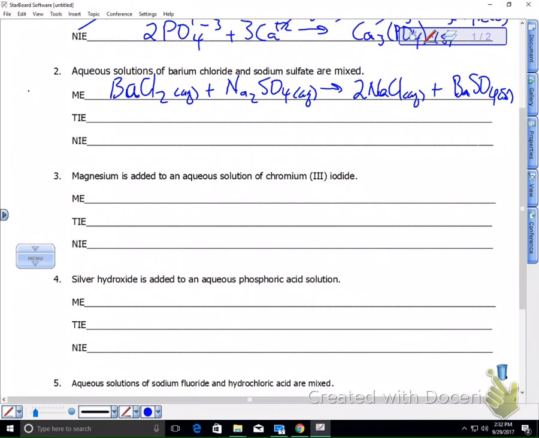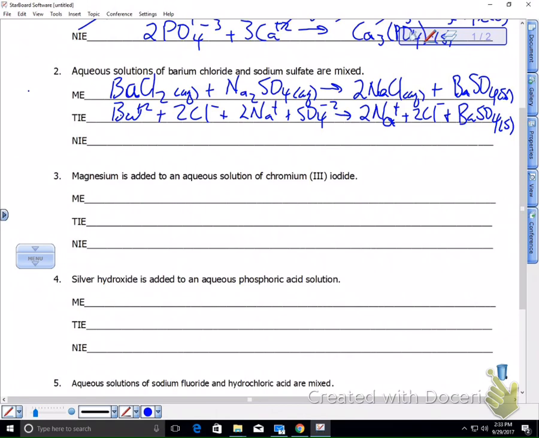In example number 2, I've written the equation for you. Now let's go through and break up all the strong electrolytes, the aqueous. So we have barium plus 2, we have 2 chlorides, 2 sodium ions, a sulfate, and then as products I'll have 2 sodium ions plus 2 chloride ions, and barium sulfate's a precipitate, a solid, so we will not break it up. We're just going to keep it with us.